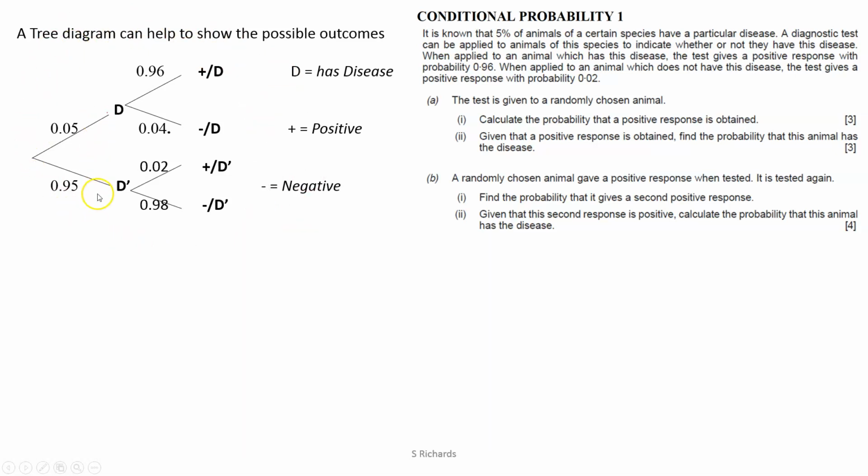So diseased, not diseased, 0.95, 0.05, of course that's 1 minus the 5%, and positive given disease, 0.96, given in the question, 1 minus it, 0.04, 0.02 is positive given not diseased, and 1 minus it is 0.98.